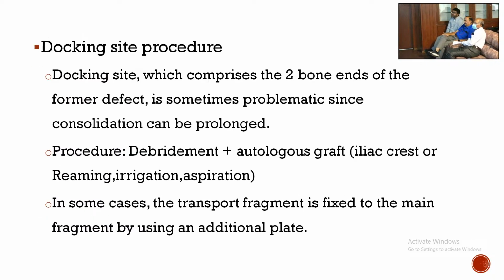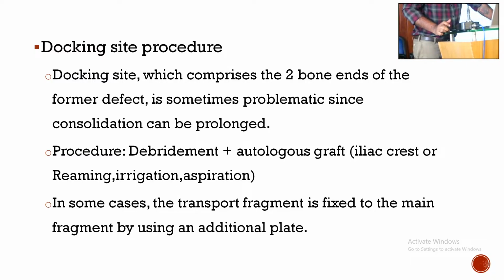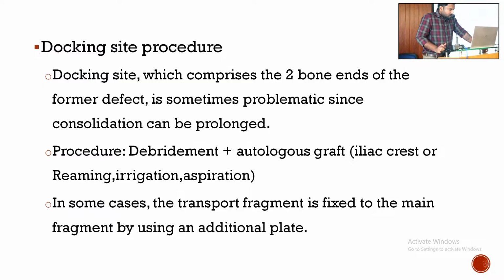And docking site procedure. Docking site, which comprises the two bony ends of the former defect, is sometimes problematic since consolidation can be prolonged. In this procedure, debridement plus autologous bone graft from the iliac crest, reaming, irrigation and aspiration are done. In some cases, the transport fragment is fixed to the main fragment using an additional plate. If the docking of the two ends is not attached and not fixed with proper union, then we have to use an autograft from the iliac crest, or else we can use a bony plate fixation to promote the union rate.